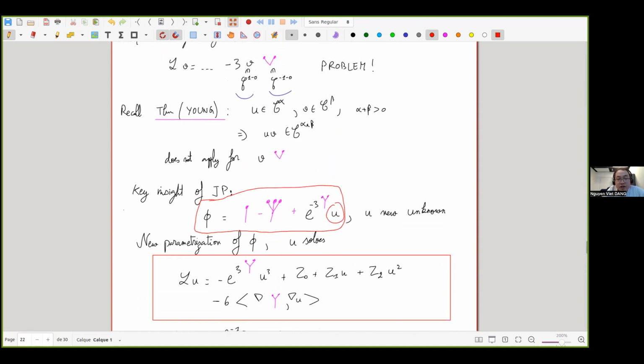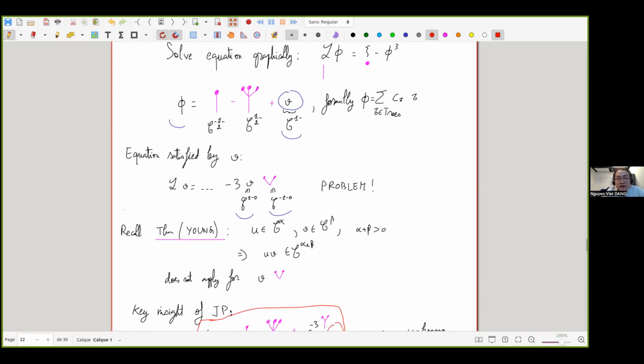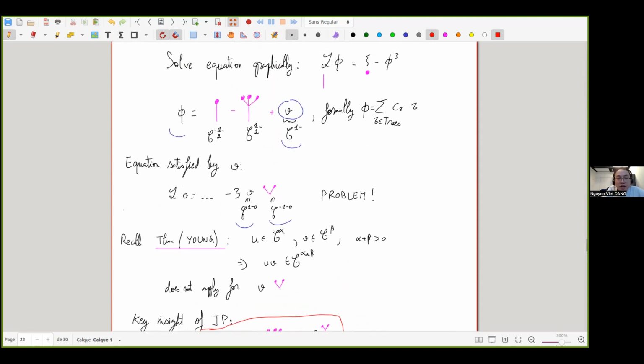You will parameterize your solution in the following way, where the new unknown u satisfies a new equation. I want to make a comment so that you can at least have a flavor: these objects that are pictorially represented as trees are random stochastic objects that are constructed from the white noise psi.